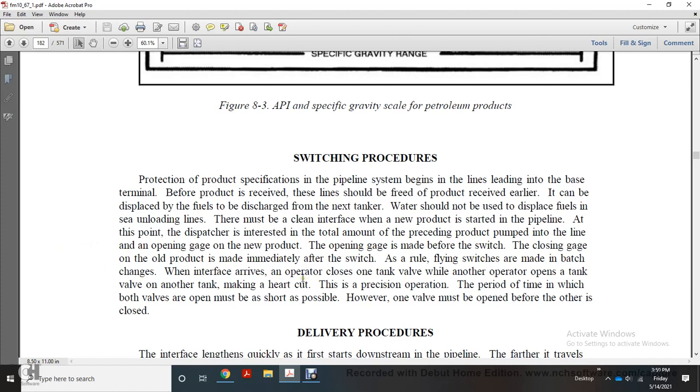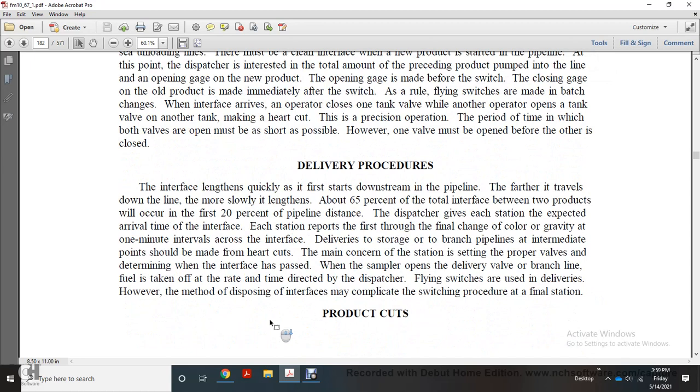When the interface arrives, the operator closes one tank valve while another operator opens the valve of another tank, making a hard cut. This is a precision operation, and the period of time for which both valves are open must be as short as possible. However, one valve must open before the other is closed. Hard delivery proceeds with the interface length quickly at first, starting downstream of the pipeline. The farther it travels down the line, the more slowly it lengthens.